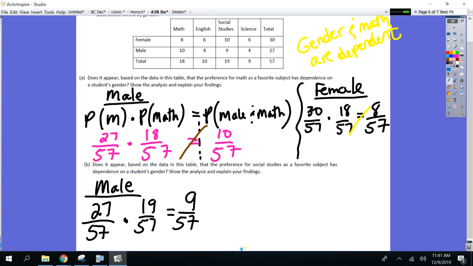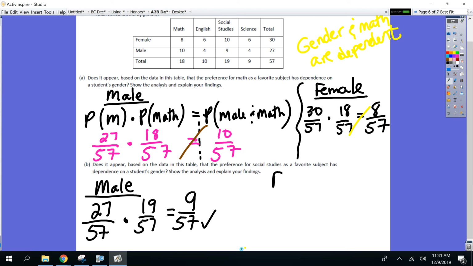Go ahead and test that. And what do we find there? They're equal, right? Oh, look at that. You liking social studies has nothing to do with you being male.